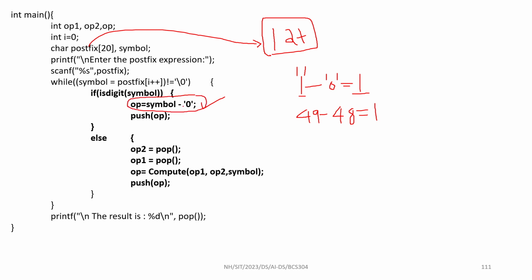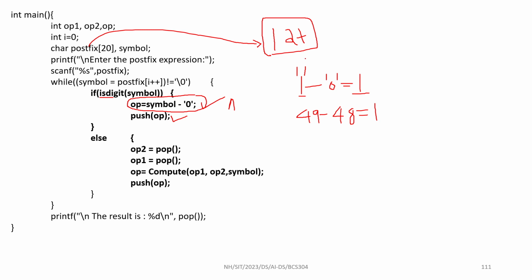This is possible only if these are digits. That is why you check this also. Is the symbol a digit? If it is a digit, yes, you can go ahead. This is called ASCII adjustment. Convert that into the numerical form. Once that is converted, push it onto the stack. We are pushing that operand of type integer onto the stack.